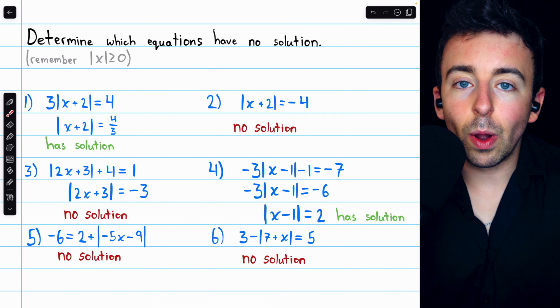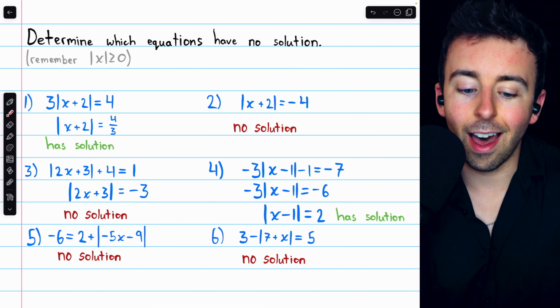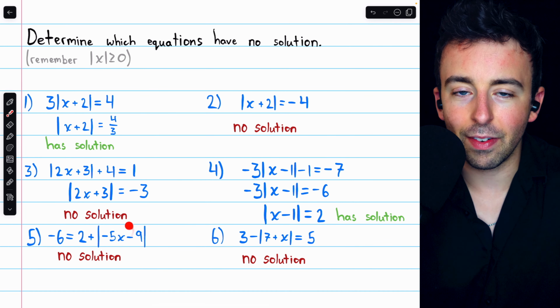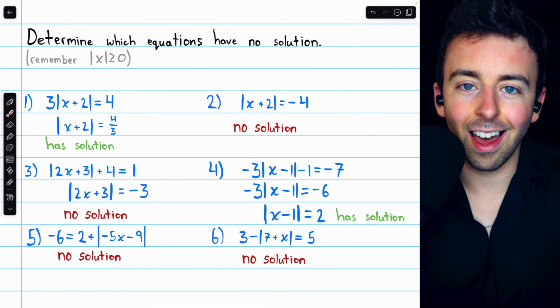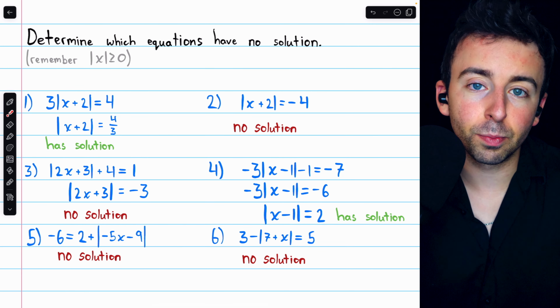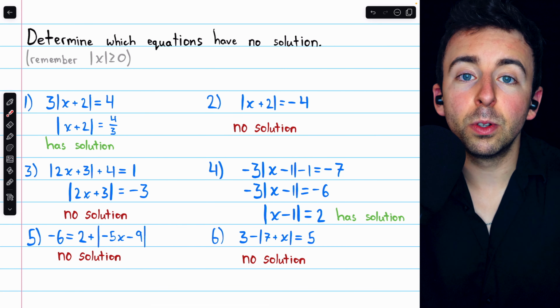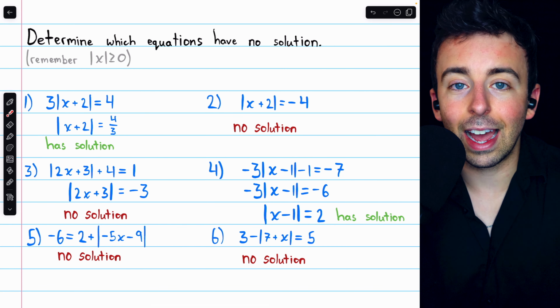Note that in each of these equations, the thing inside the absolute value expression was just a line. 2x plus 3, negative 5x minus 9. These are all just lines. The problems become more complicated if we have more complicated expressions inside the bars. But for these simple examples, that's how to determine if an absolute value equation has a solution or not.